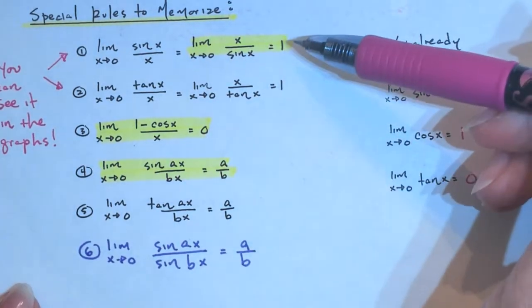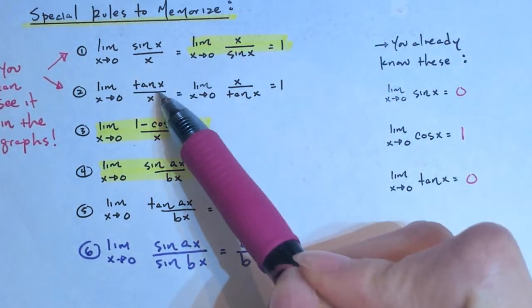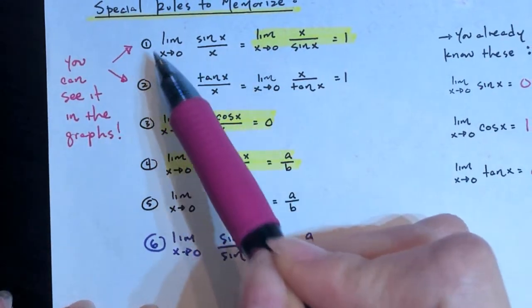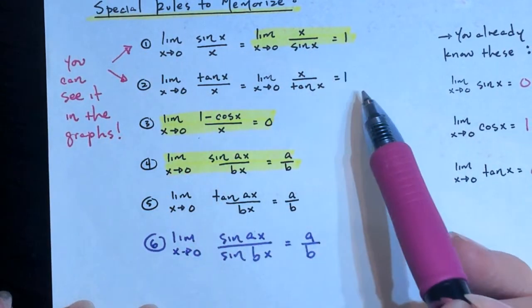That's why my answer is 1. So the sine and tangent special rules are the same, and you can see it in the graph. Then I also like to just list those one after the other.